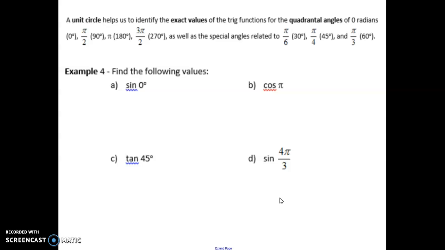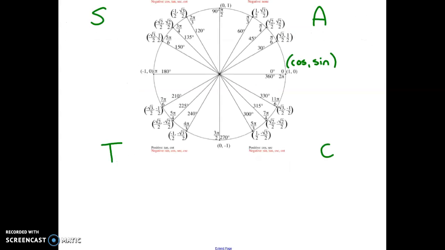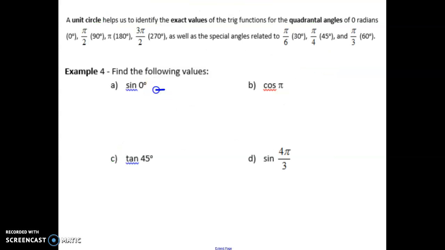Alright, so it says here that a unit circle helps us to find the exact values of the trig functions for the quadrant angles for all of our nice angles. So 0, 90, 180, 270, 30, 45, 60, and so on. Remember also that reference angles will share the same coordinates, or the same sine and cosine values, just with different signs. So let's look first of all at sine 0. So sine 0, if you look to your unit circle, remember that sine is the y value. So I look at 0 degrees, sine at 0 is 0.